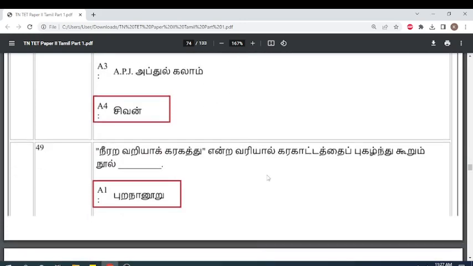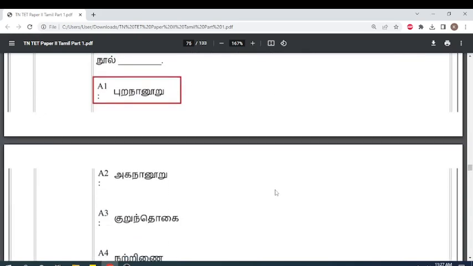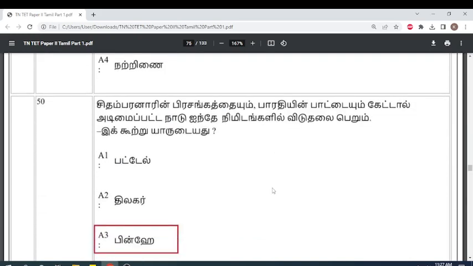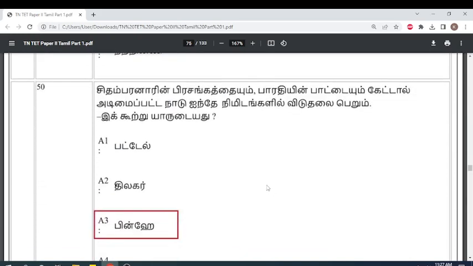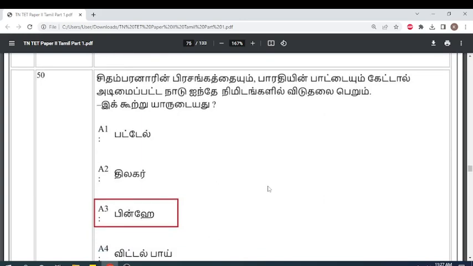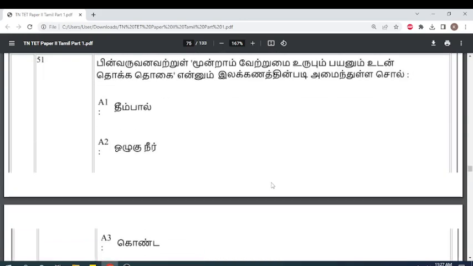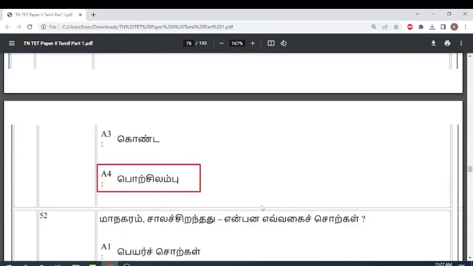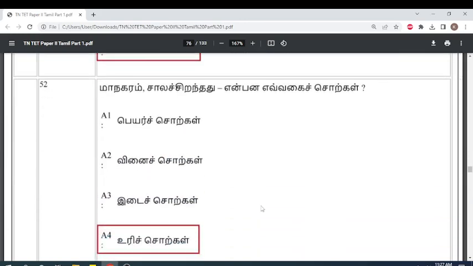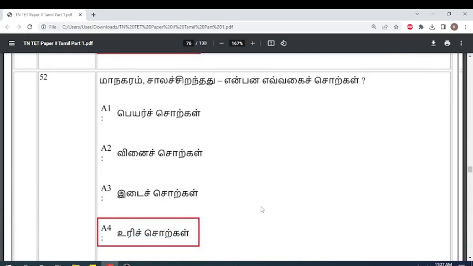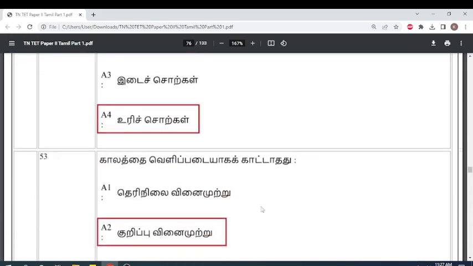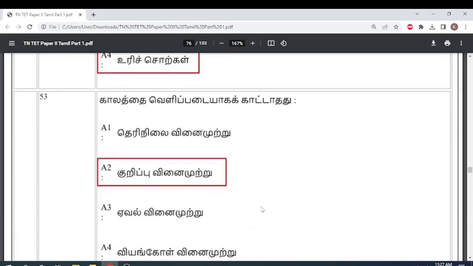49 question or answer A1. 50 question or answer A3. 51 question or answer A4. 52 question or answer A4. 53 question or answer A2.